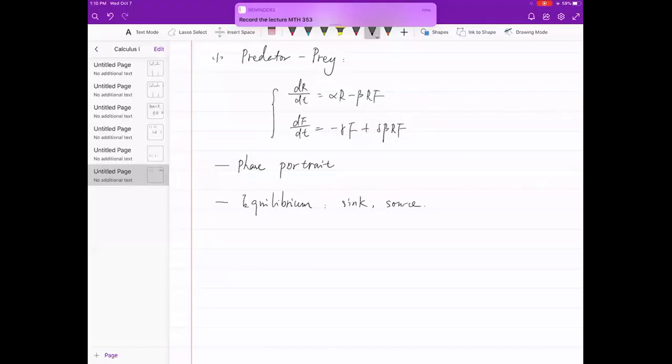All right, so let's continue. Last time we were talking about how to do the system of ODE. For a system of ODE, we basically have two or more ODE put together.